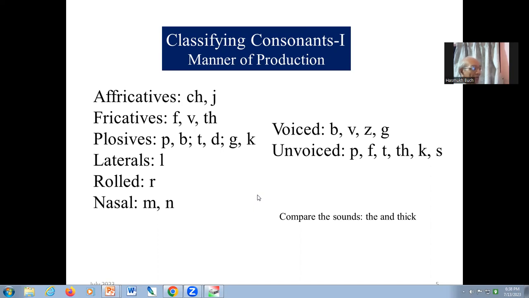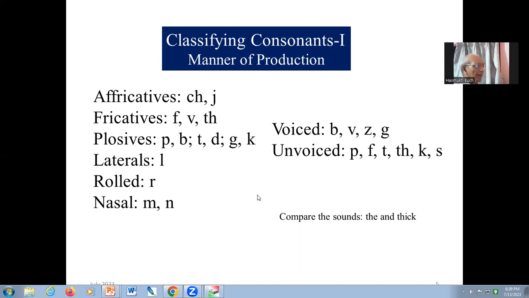Lateral, L is lateral. The air passes lateral to the tongue. And then rolled is R, and nasal, two are mentioned here. The air passes through the nasal cavity, nose, M and N. That means soft palate or velum must be down, allowing the passage of air from the oropharynx to the nasopharynx. Where I have not explained in detail, I may cover it up anytime.